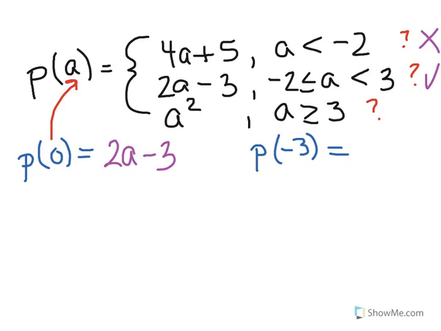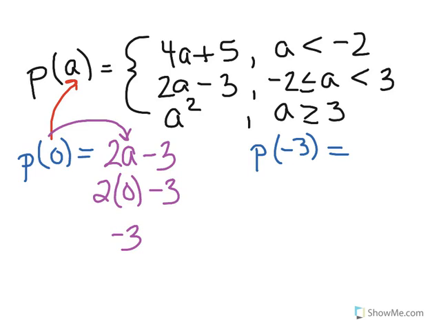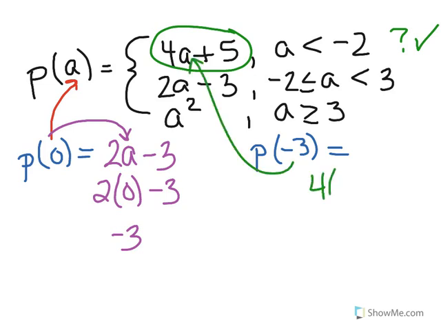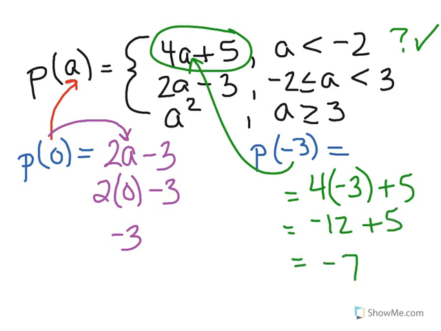So we're going to make our substitution for 0 into a. So you get 2 times 0 minus 3, and that gives you negative 3. If you look at the second one, we have p of negative 3, and so we go through and check our conditions. Is negative 3 less than negative 2? And the answer to that question is yes. So we want to use this equation here. So I'm going to substitute negative 3 in for a, and when I do that I get 4 times negative 3 plus 5, and then simplify it, you get negative 12 plus 5, which leads us to negative 7.